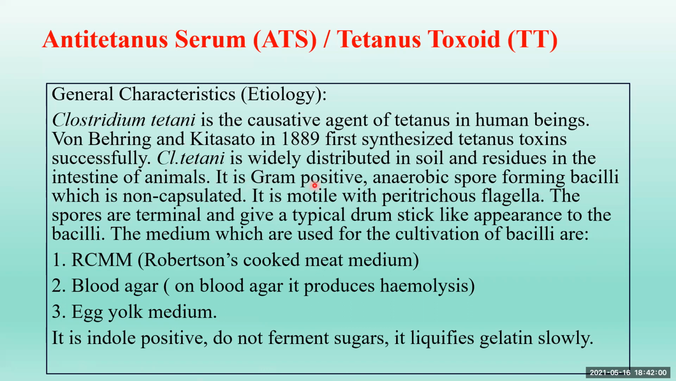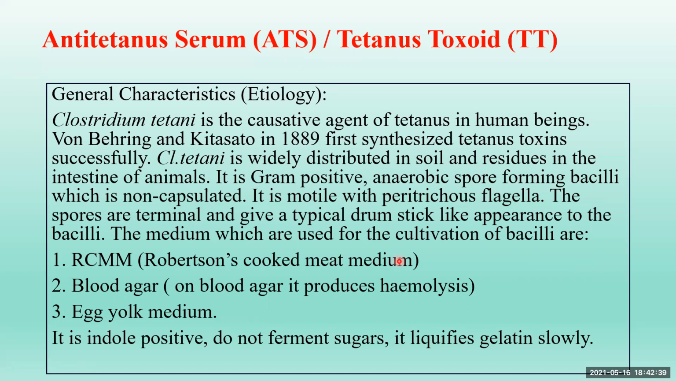Clostridium tetani is widely distributed in soil and resides in the intestine of man and animals, especially animals. Because it is a soil bacterium, it is gram-positive and anaerobic. The most important thing is it is an anaerobic spore-forming bacillus. It is non-capsulated, motile with peritrichous flagella. It is an anaerobic sporulating bacteria. The spores are terminal in position, giving it a typical drumstick-like appearance because the spores are terminal and bulging.